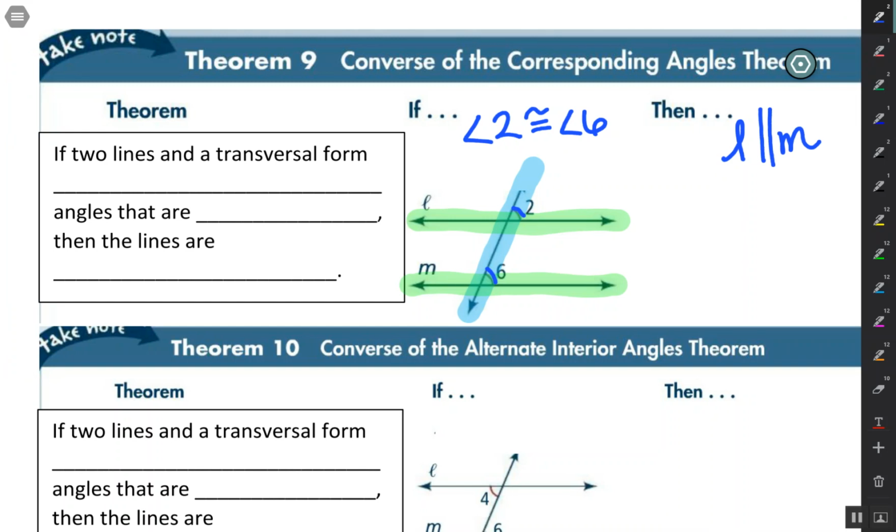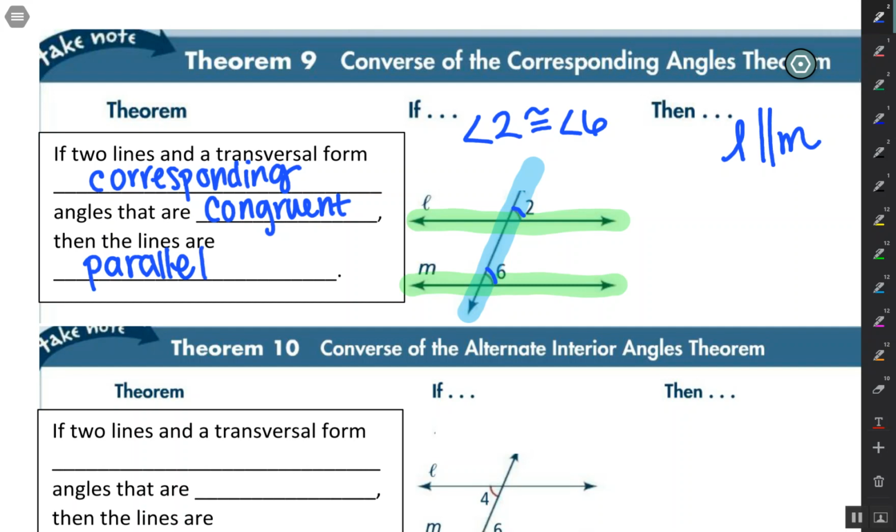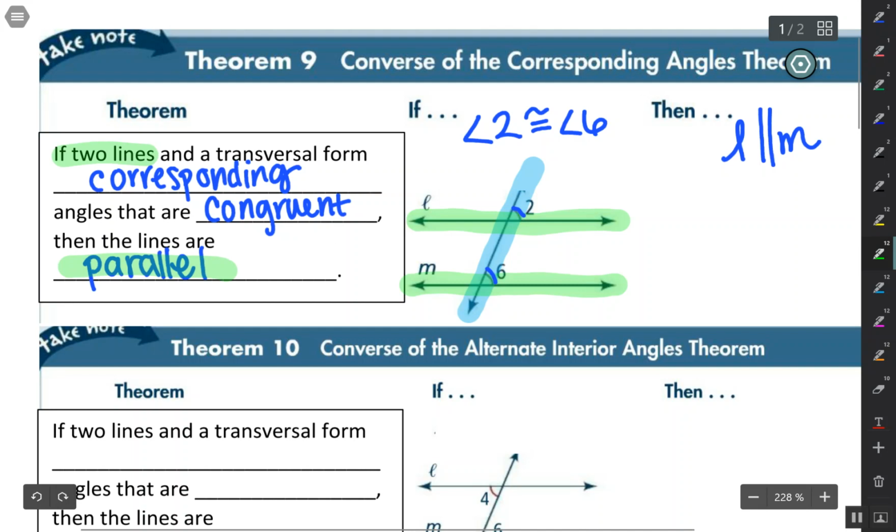So to fill in the blanks of the theorem, if two lines in a transversal form corresponding angles that are congruent, then we can conclude that the lines are parallel. The two lines, not the transversal. Okay, so just to be clear, the two lines are parallel. The transversal is this blue line.